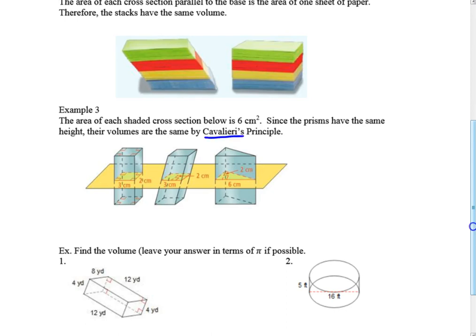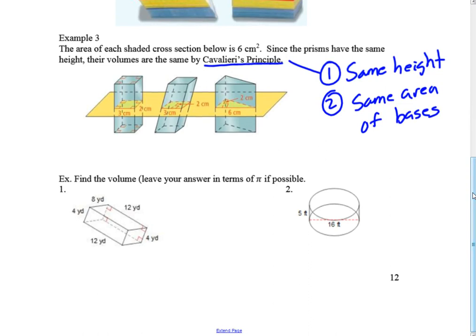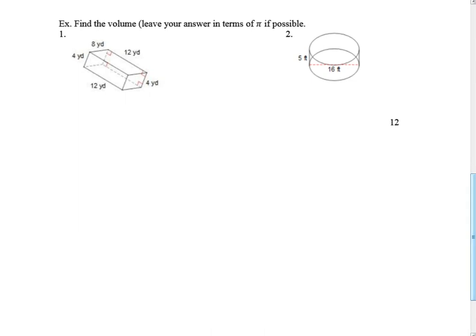So in this Cavalieri's principle, here are the two conditions. Number one, they need to have the same height, and number two, they need to have the same area of the base, or bases, plural. So if those two conditions are met, then they'll have the same volume, okay? Okay, so we covered a lot of ground there, and it might be worth reading some of those things over in a little more detail. But what we're going to get into now is some examples.